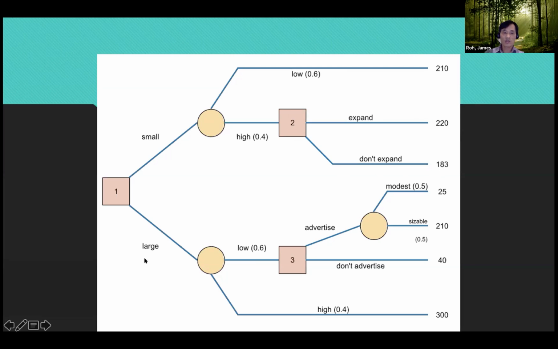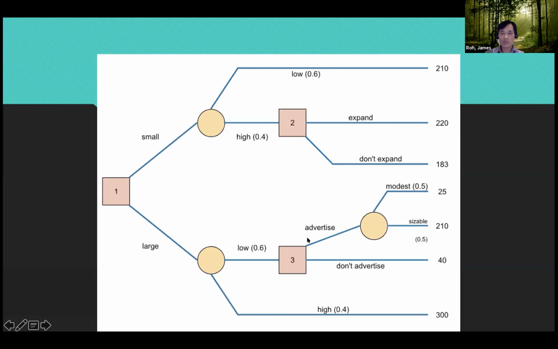So, if you choose to expand, then that's $220,000. If you choose not to expand, then $183,000. Now, if you come to large facility, it's more complicated than before. So if it is high market, nothing to worry about. You are going to have $300,000 of payoff. However, if it is low market, then now you have a choice to make whether you are going to advertise or not to advertise. If you don't advertise, then your payoff is going to be $40,000.